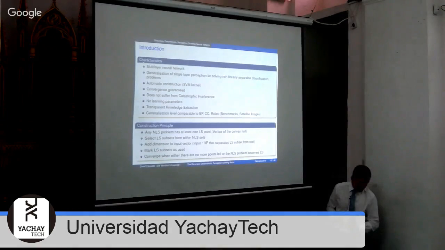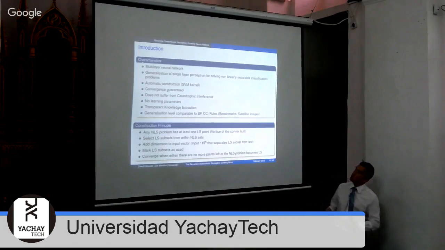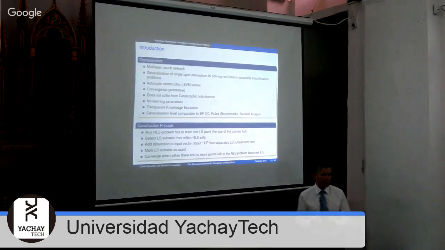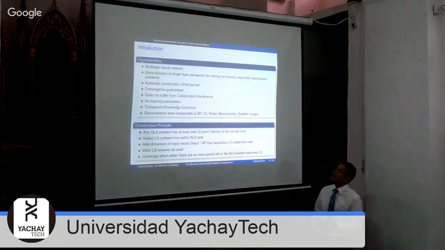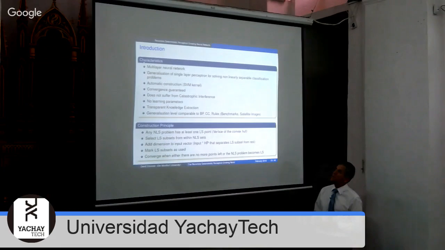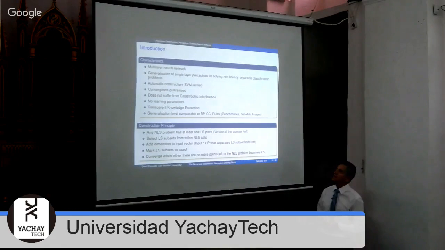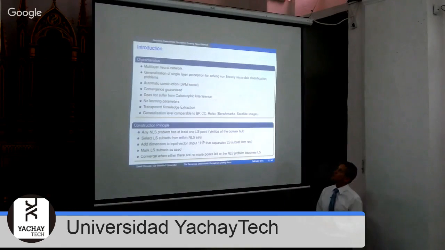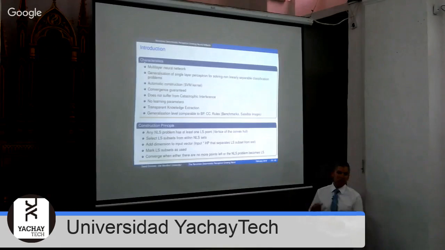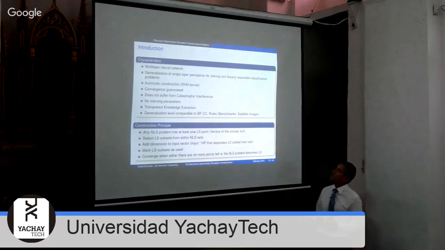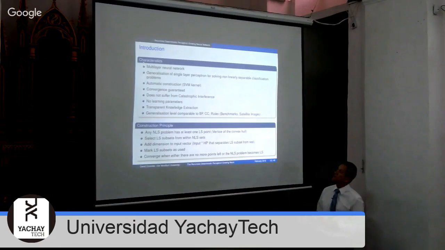Okay, so with that in mind, now that we know about linear separability, we can actually move into the recursive deterministic perceptron. This is a multi-layered neural network. It is, as the name suggests, a generalization of the single-layer perceptron. Contrary to the perceptron, it is capable of solving non-linearly separable classification problems.